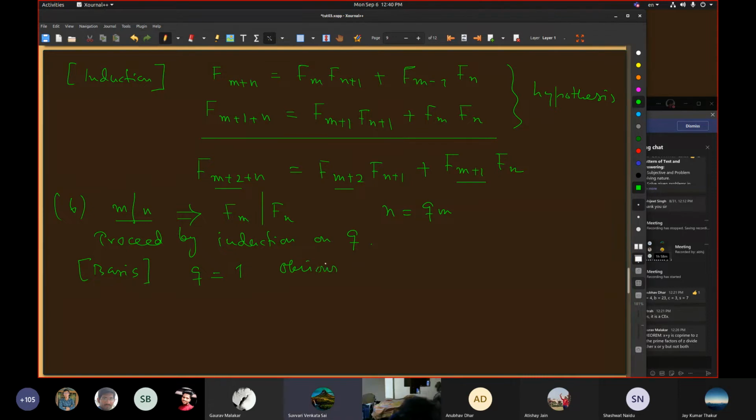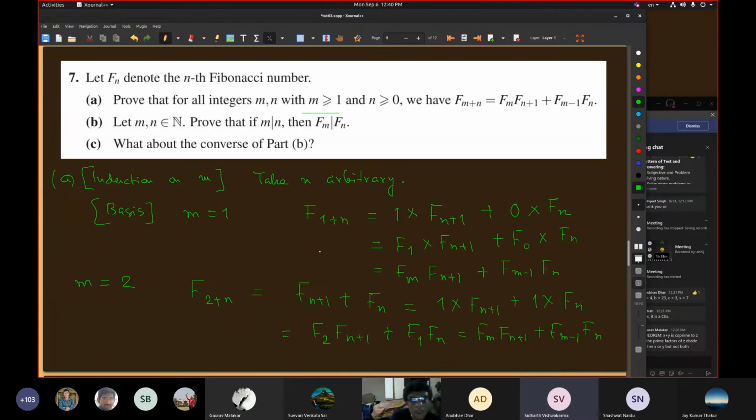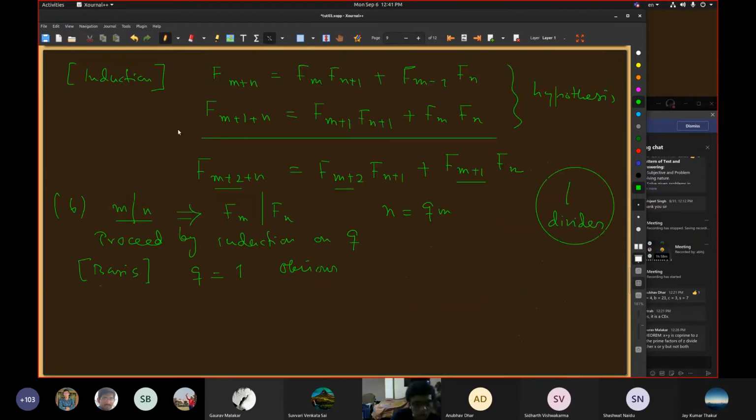Sir, should we take M equal to QN or N equal to QM? M divides N, so N is a multiple of M. This symbol is actually divides. Here Q can be 0 also, in which case N is 0, because this is how the exercise is given. But here I have assumed that M and N are positive. That's why I start with Q equal to 1.